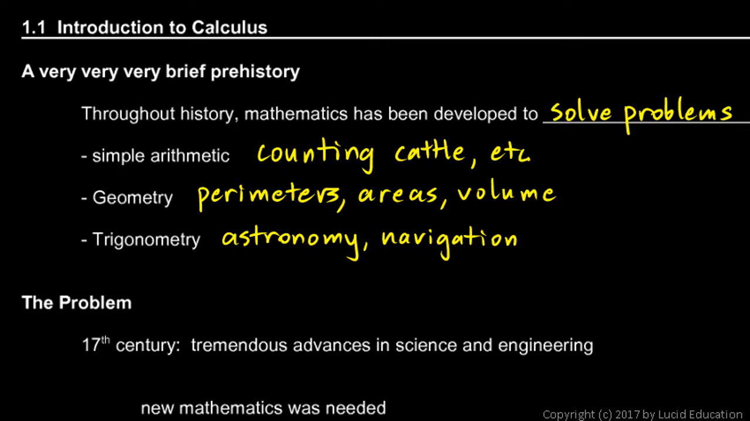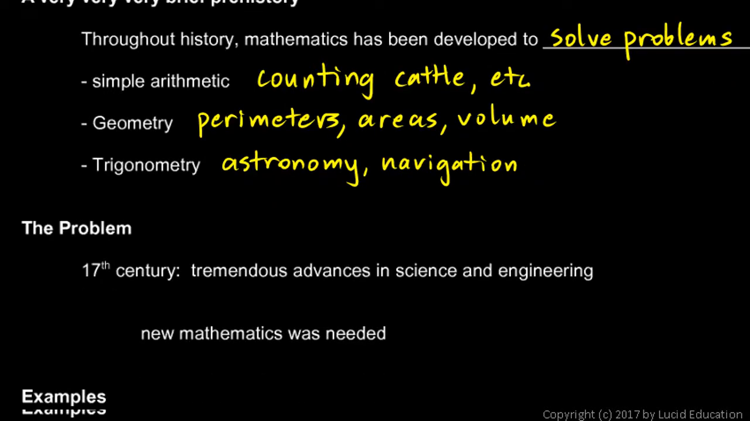But as things developed through the 17th century, there were tremendous advances in science and engineering. And there were new problems in physics and astronomy that the existing mathematics could not solve. And some new mathematics was needed to solve these problems. And I'll give you some examples.